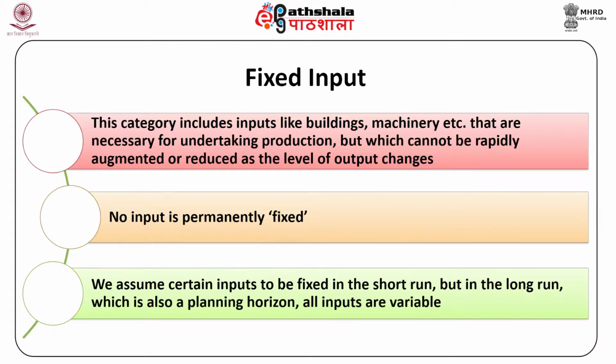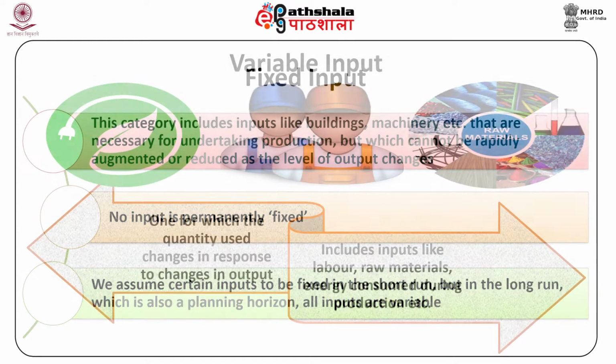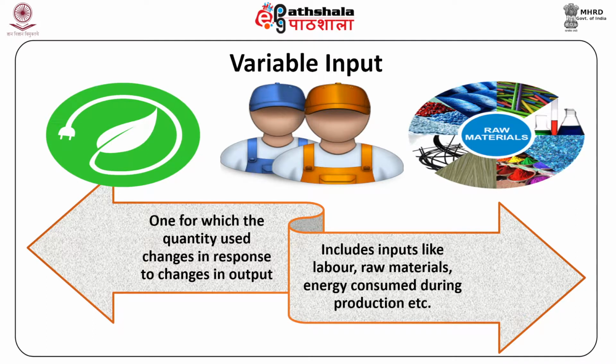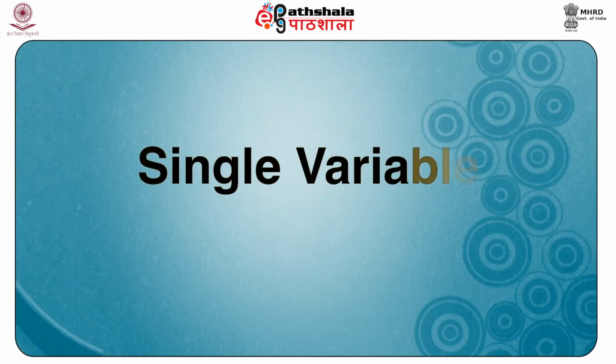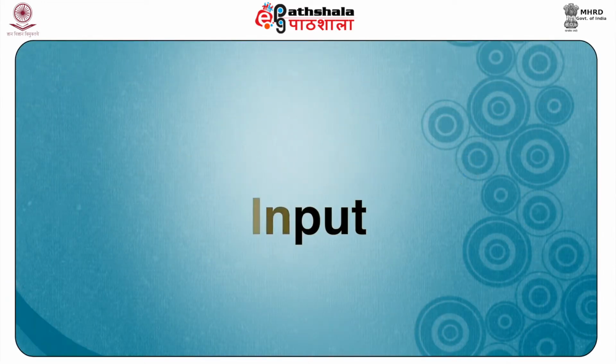that are necessary for undertaking production, but which cannot be rapidly augmented or reduced as the level of output changes. However, no input is permanently fixed. We assume certain inputs to be fixed in the short run, but in the long run, which is also a planning horizon, all inputs are variable. B. Variable input. A variable input is one for which the quantity used changes in response to changes in output. This category includes inputs like labor, raw materials, energy consumed during production, etc.